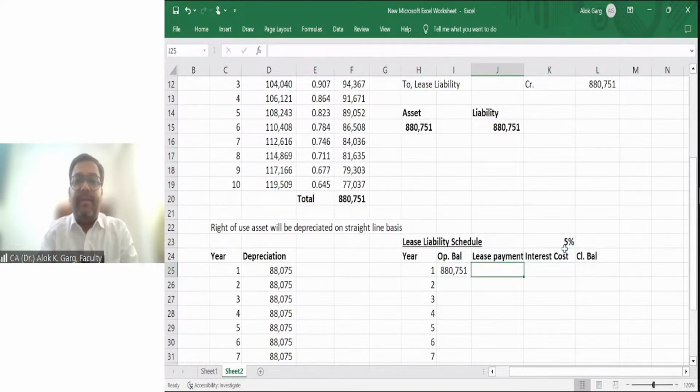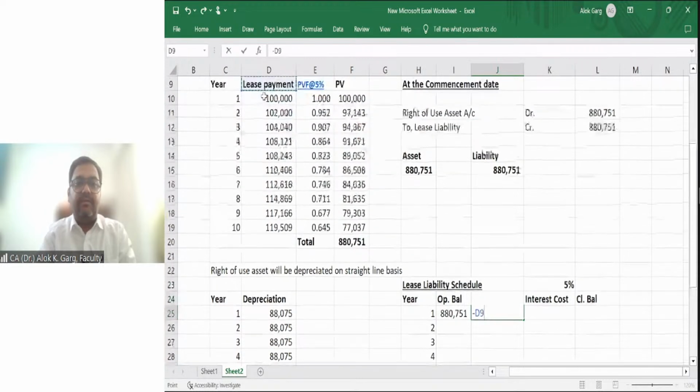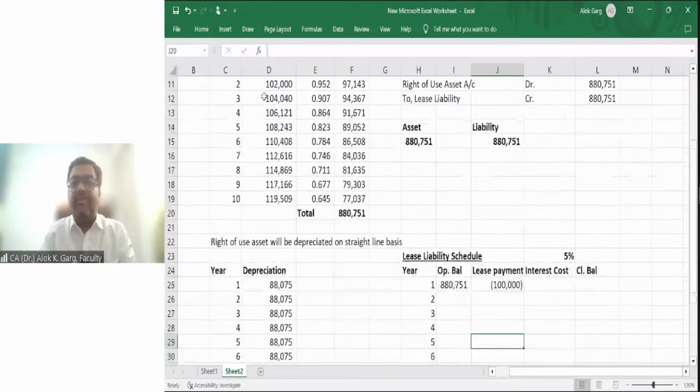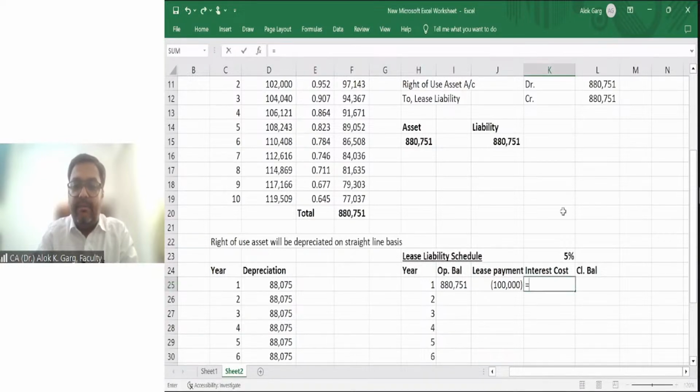Now, what is my lease payment every year? My lease payment in the first year is 1 lakh, right? What will be my interest cost? Of course, my opening liability was 887.51. I have paid 1 lakh rupees. Multiply by 5%. This is my interest cost.